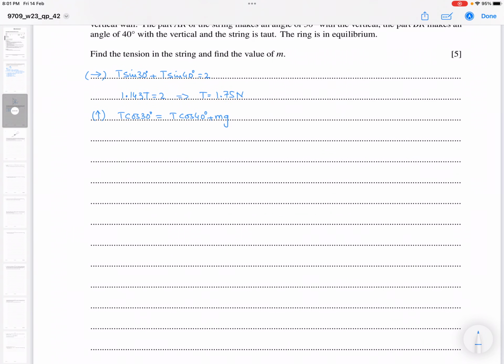So simplifying this part, T cos 30 minus T cos 40 equals mg. Make m the subject, you get T cos 30 minus T cos 40 divided by g, and your g is 10. So you put all the values in it and you get the mass, which is 0.175.